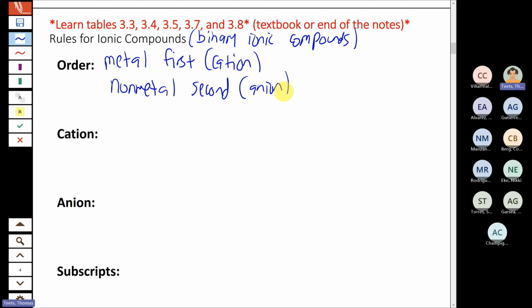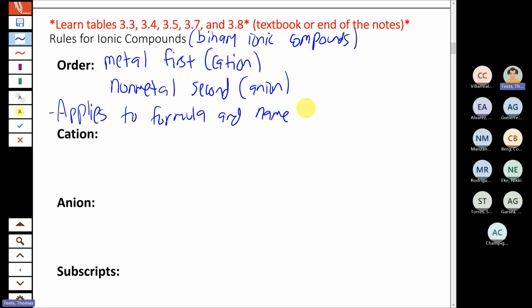And this ordering convention, metal first, nonmetal second, applies to both the formula and the name. So if you're writing the formula for an ionic compound, you should put the metal first and the nonmetal second. Or when we're naming them, as we're talking about today, that's the order they come in as well.